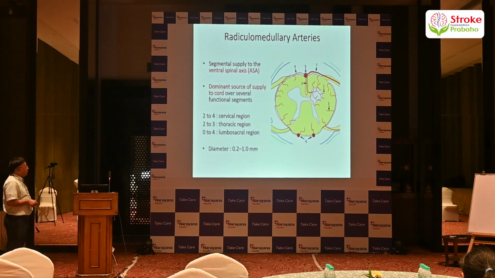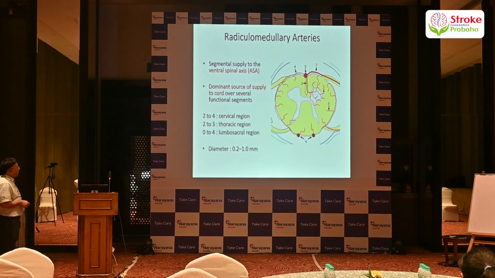So coming to the radiculomedullary artery, this is the radicular artery, this is the anterior spinal artery, and it is entering the spinal cord through this sulcus, and this is the sulcocommissural artery. The sulcocommissural artery gives supply to the anterior two-thirds of the spinal cord, mainly the gray matter as well as the white matter anteriorly. It is a dominant supply to the spinal cord.